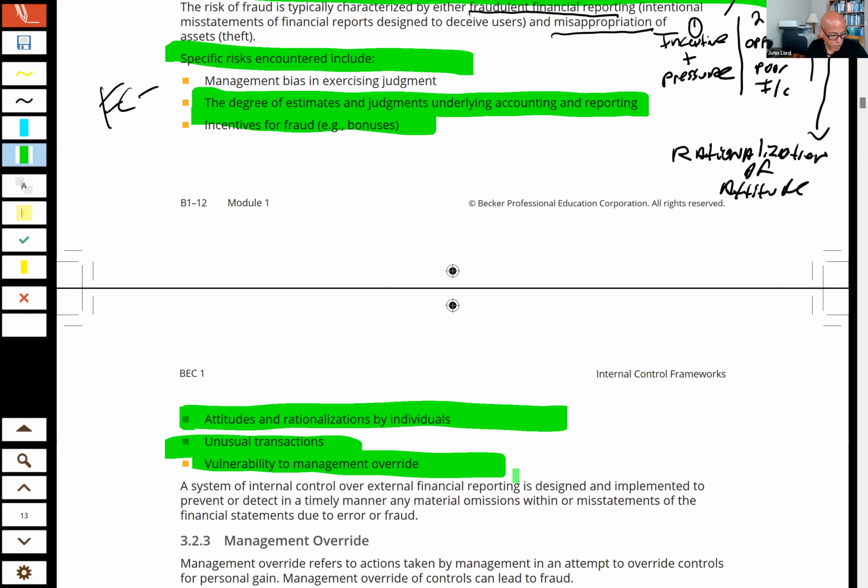So I want you to flashcard at a more detailed level the various components here, and understand that they would probably fit under these three broader categories.